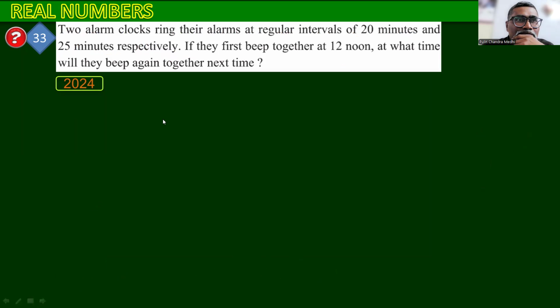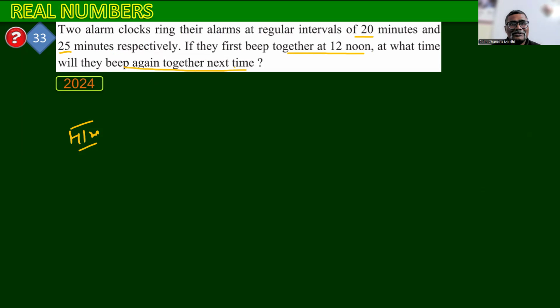Okay, now you see, this is like that earlier one. So I don't want to do it completely. I'll explain it, you will do it as practice work, but do it now only. Pause the video and do it. Two alarm clocks ring their alarms in an interval of 20 minutes and 25 minutes. Earlier we did for three, here it is two. They first beep together at 12 noon. At what time will they beep again together next?